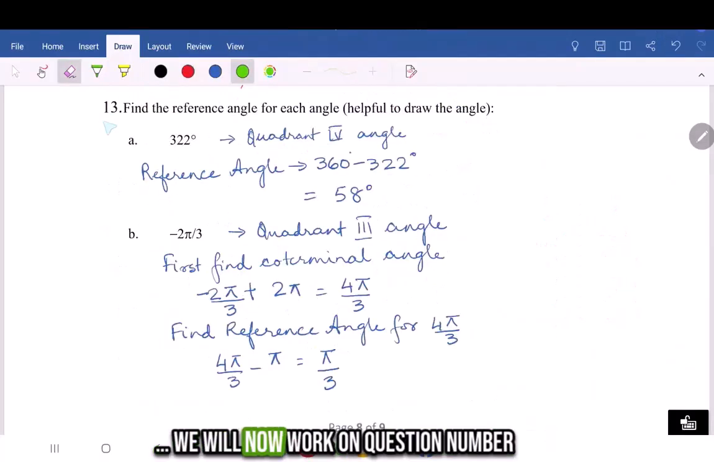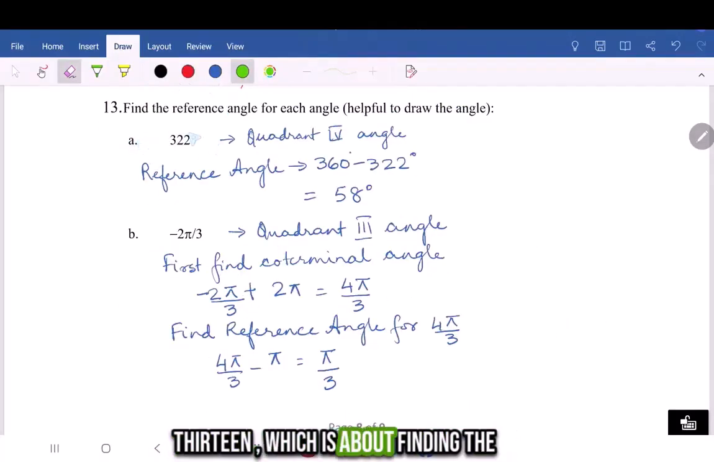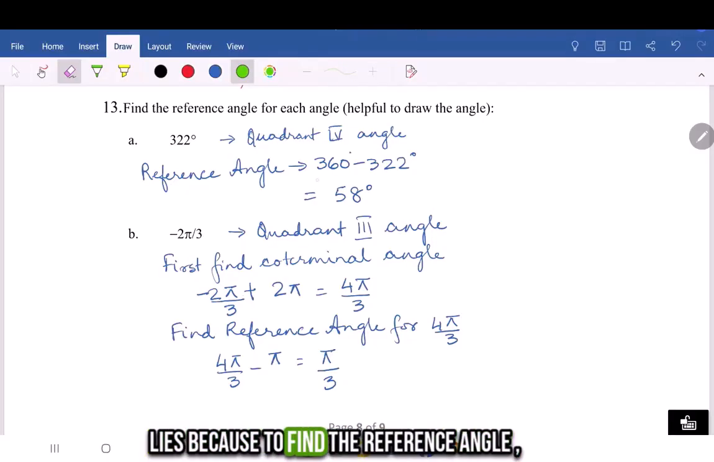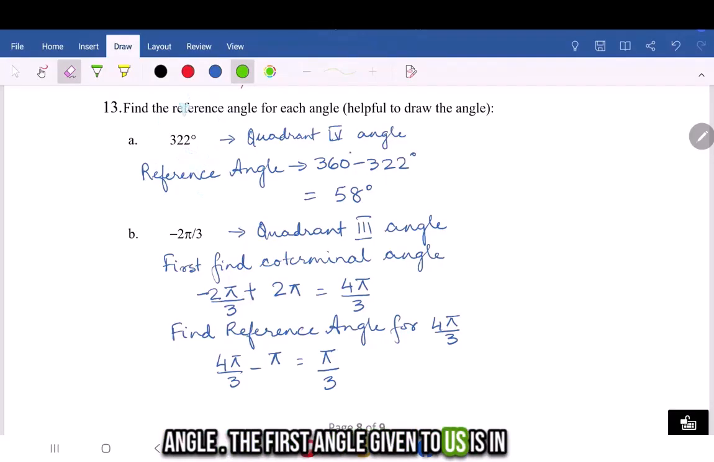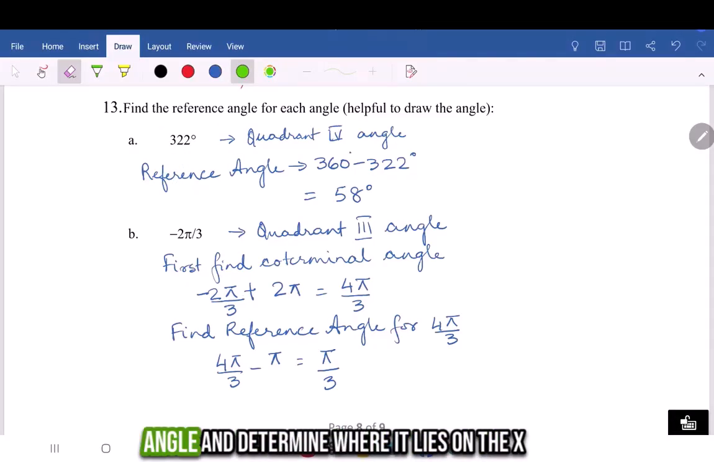All right? We will now work on question number 13, which is about finding the reference angle for each of the given angles. Now, it's always helpful to draw the angle because we first have to determine in which quadrant the angle lies. Because to find the reference angle, there is a different formula for angles in different quadrants. So first we have to know in which quadrant the angle lies and then apply the appropriate formula for that quadrant to find the reference angle. The first angle given to us is in degrees, and that's 322 degrees. So I'm going to first draw this angle and determine where it lies on the xy coordinate plane.